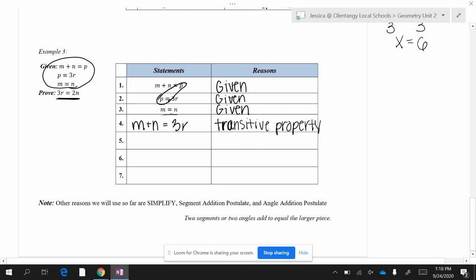But they also told me that M equals N, so I'm looking for M not to be in my final equation anymore. So then here I'm just going to say N plus N then will equal 3R, and that is substitution because I am replacing M with N. Then I can go ahead, I see N plus N, that's two variables that are alike. That would be 2N equals 3R. That would be simplifying.